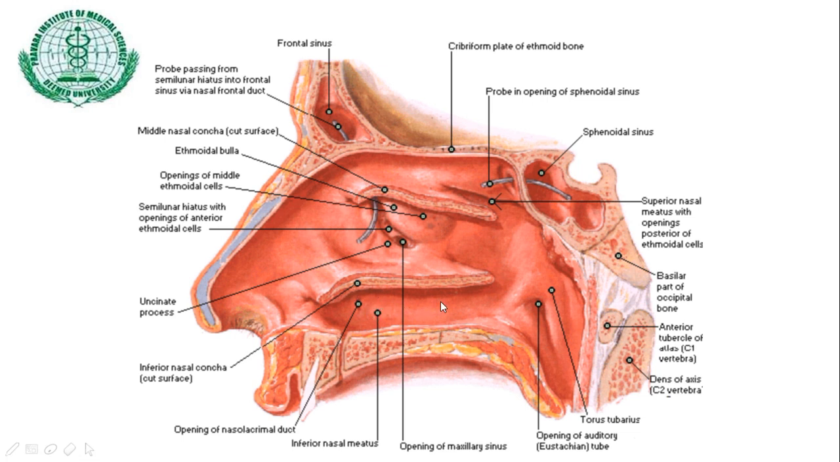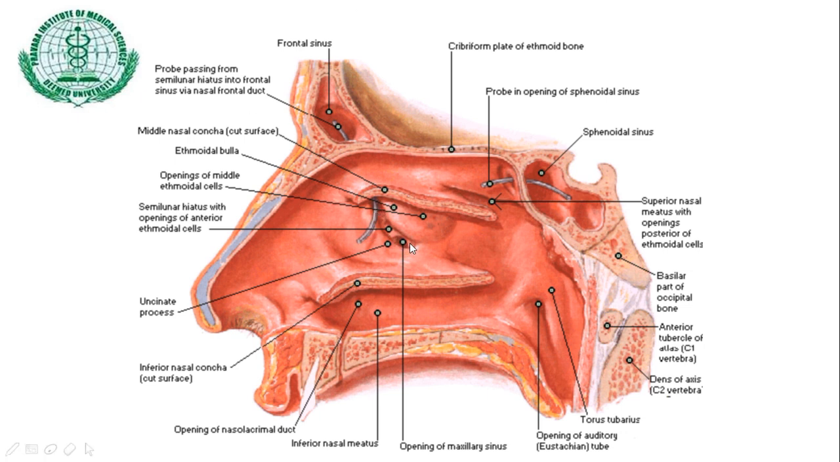Now the inferior meatus is the largest one and it is lying just beneath the inferior concha, which is removed here. This is the middle meatus, which lies underneath the middle concha. And here you can see the different features. A bulging is seen. This is known as the bulla ethmoidalis, which is formed by the middle ethmoidal sinuses.